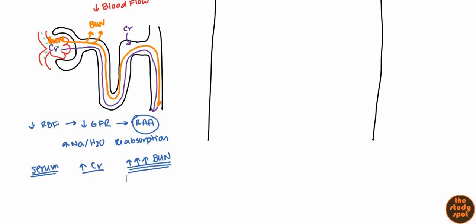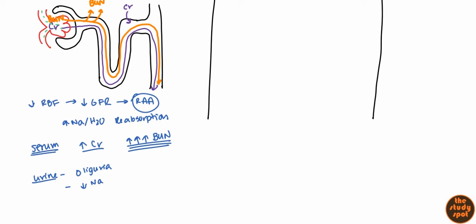Now, how about the urine? What are you going to expect in the urine? First, you're going to expect oliguria, because the body is not producing that much urine, since the amount filtered initially is going to be low. The other thing is, remember, the sodium is being reabsorbed, so it will have low sodium, and the urine will be highly concentrated. And I guess the scientific way to say highly concentrated is to say high osmolality.